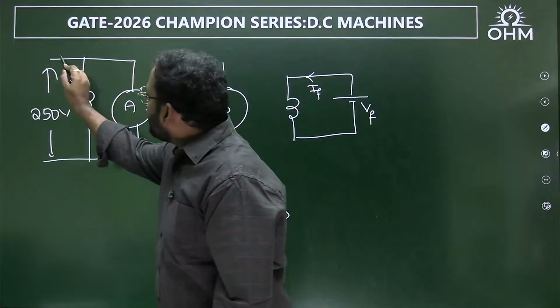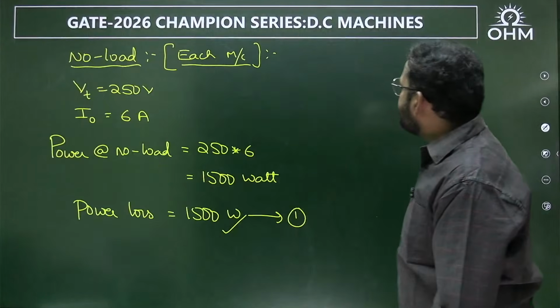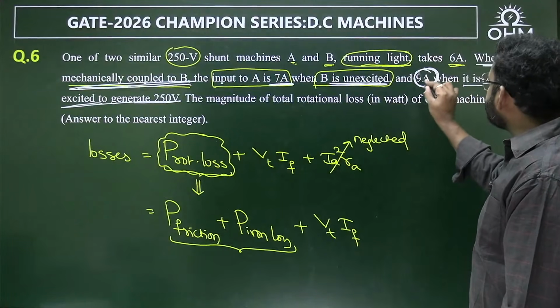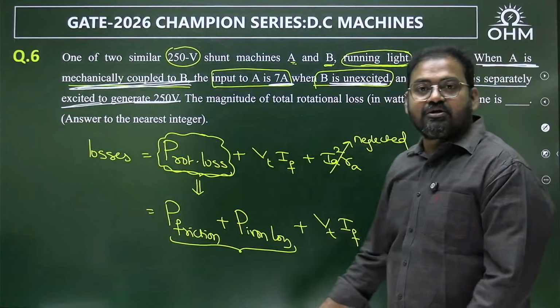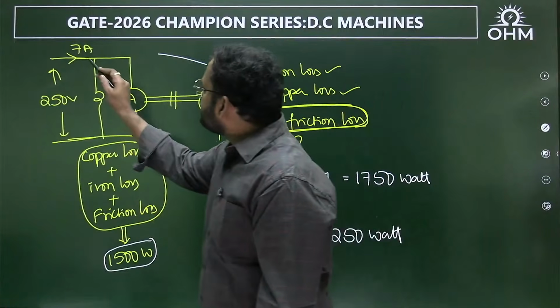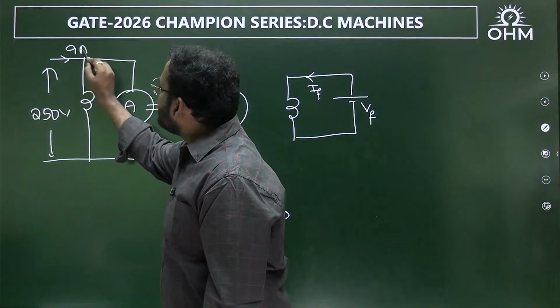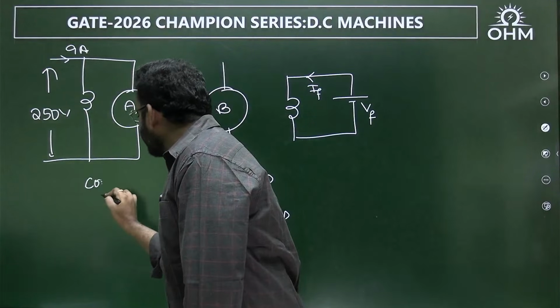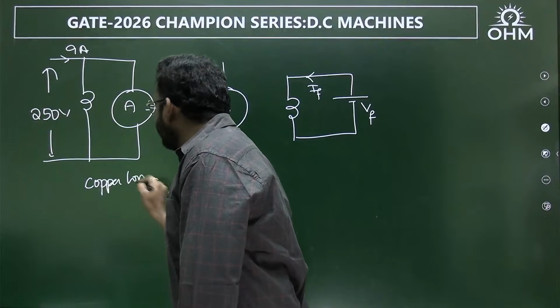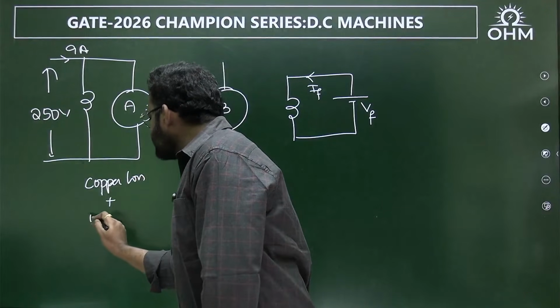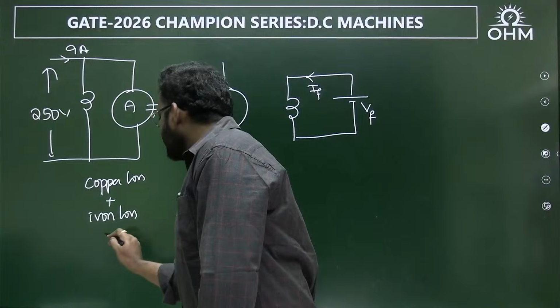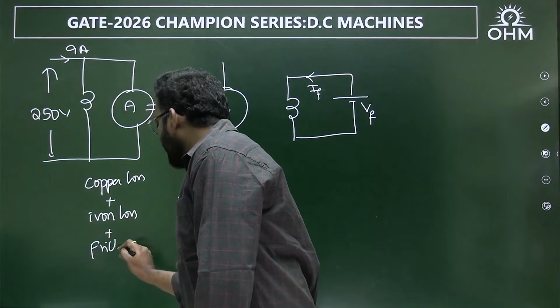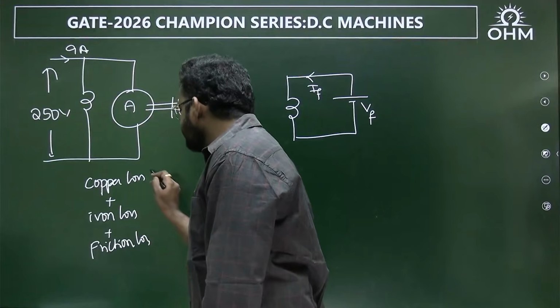Now, what is the current drawn from the source? See that. The current drawn from the source is 9 ampere this time. In machine A, which losses are there? There is copper loss, shunt field copper loss, there is iron loss, there is friction loss. All three are present in machine A.